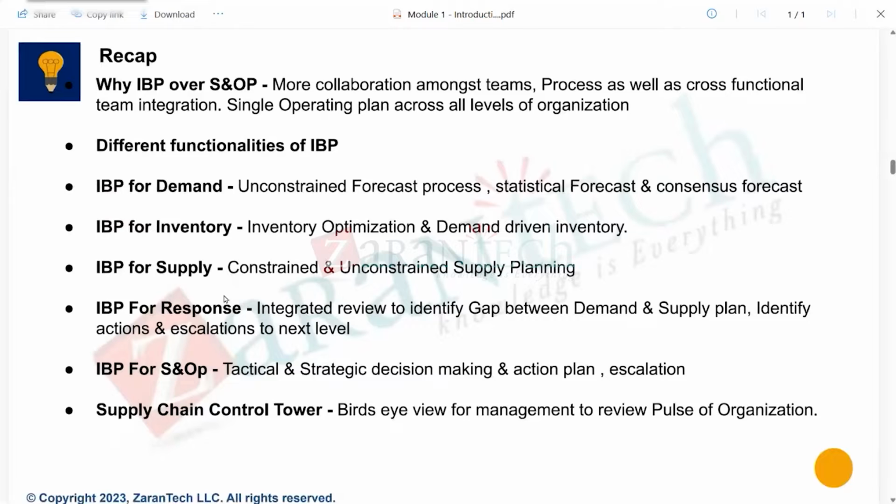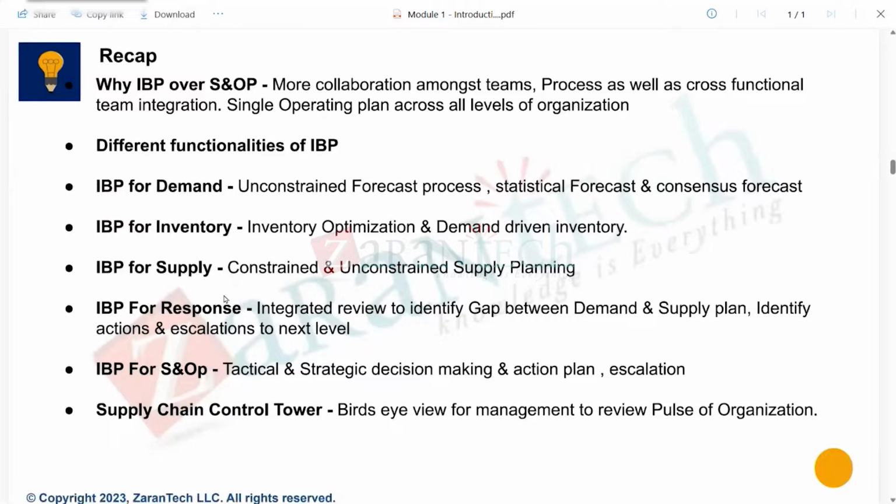In the first session, what we covered is why, first of all, IBP over S&OP, because S&OP was working all fine. But what we understood from the last two sessions is that IBP is more of a collaboration amongst the team processes as well as cross-functional integration. At a very high level, the biggest objective of IBP is to provide a single operating plan by aligning all of the resources across the organization. So that's why IBP, in a very short span of time, has become more popular.